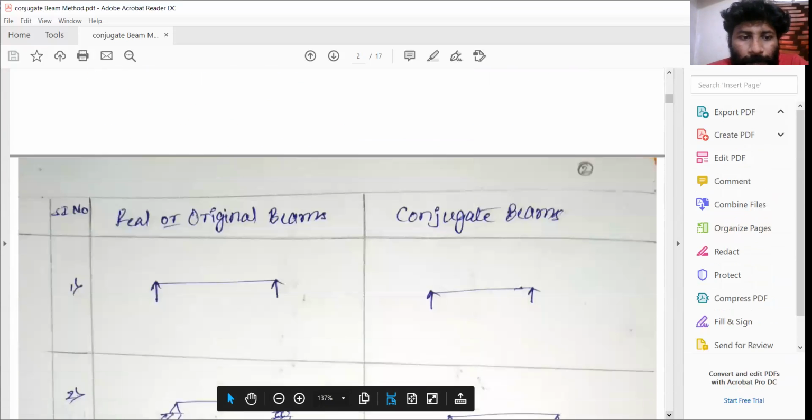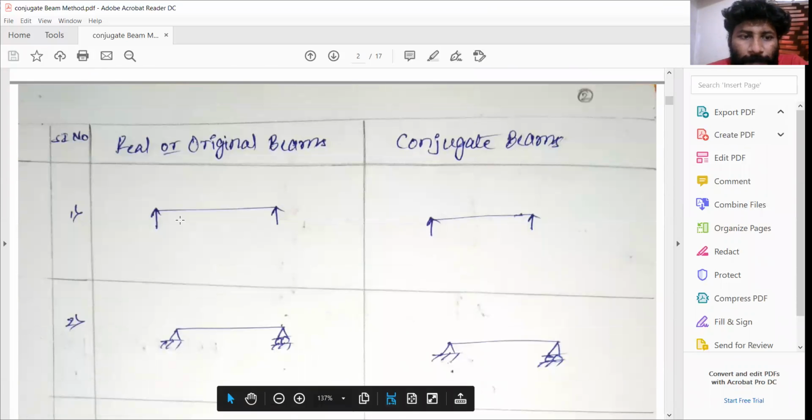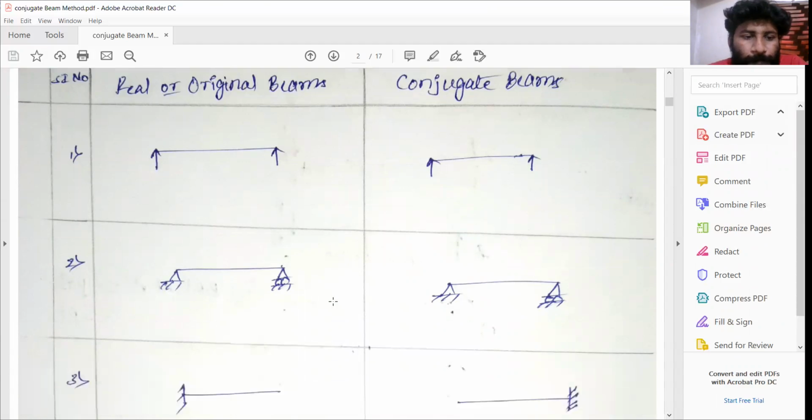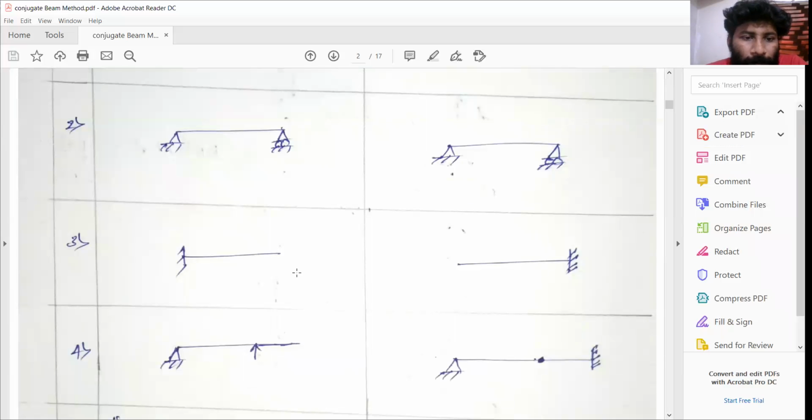I will again explain the real beam and the conjugate beam. Simple supports always remain simple supports even in the conjugate beam. Again here, the support remains a roller. Then here we have the cantilever. You can say a fixed support will become a free end, and a free end will become a fixed support.